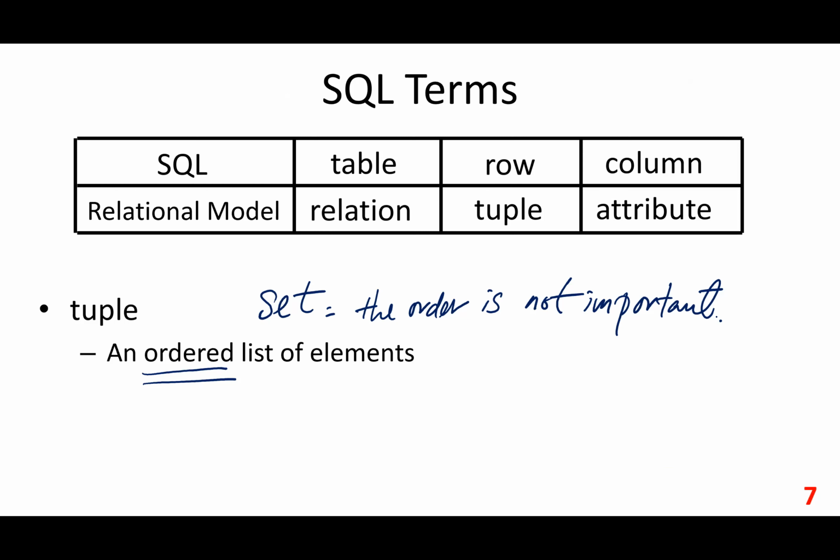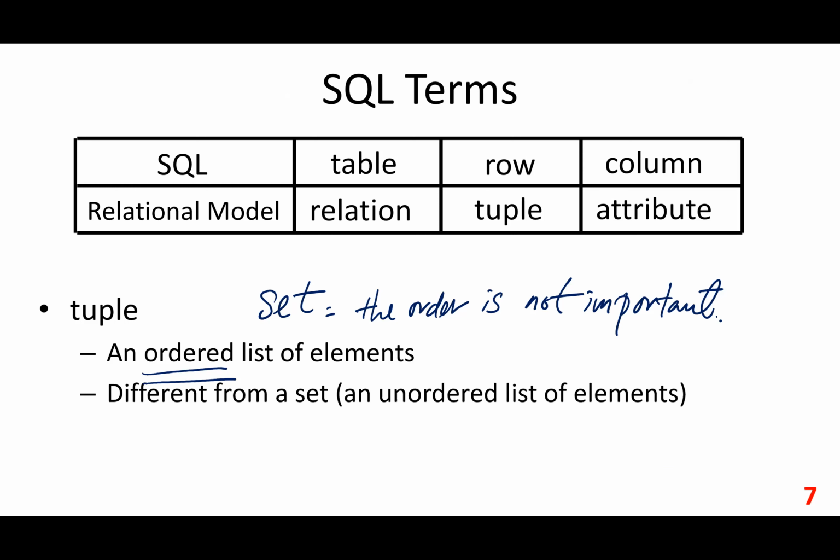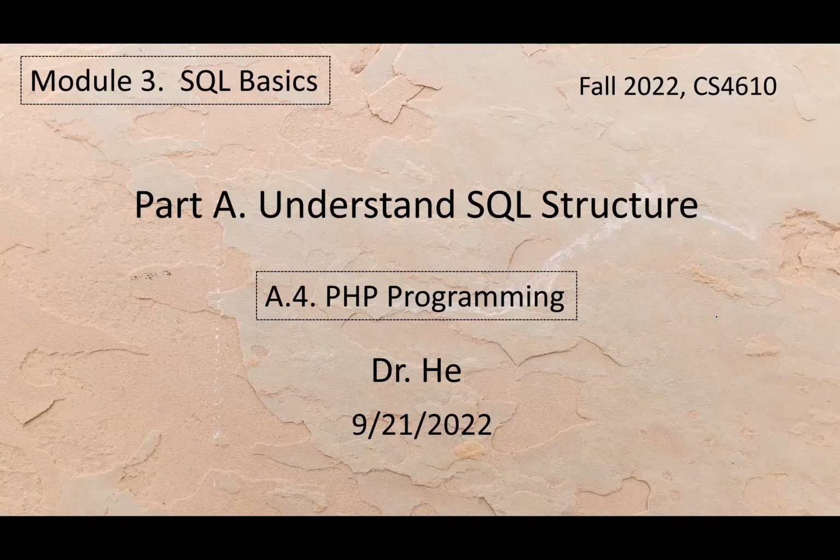But for a tuple, it's different. If you rearrange the elements in a tuple, you will get a different one. The order is important. This is different from a set. A set is an unordered list of elements.